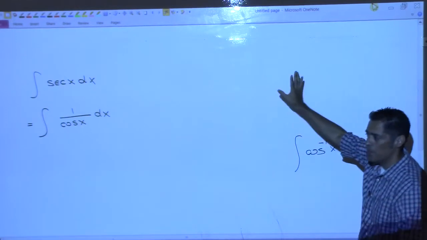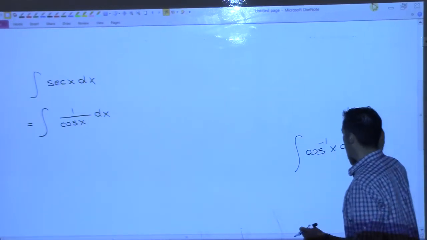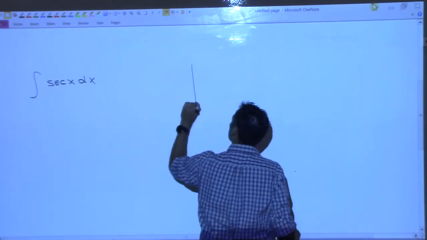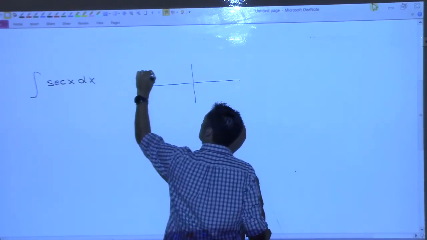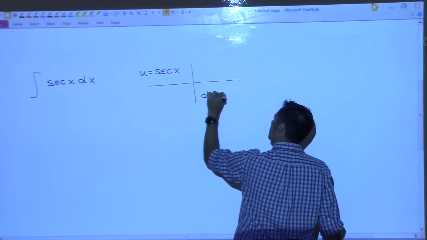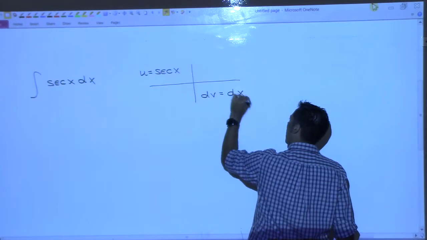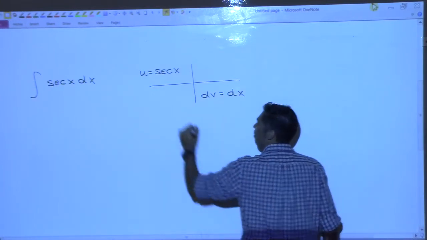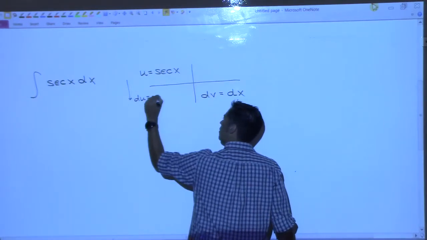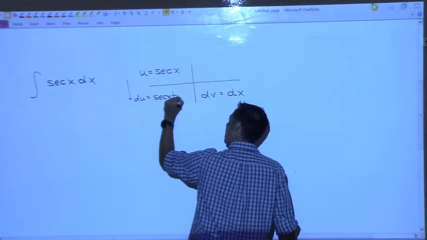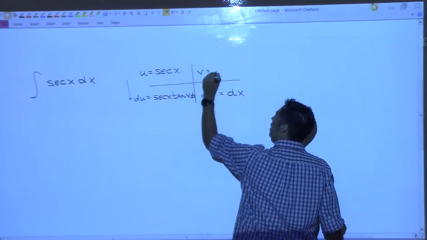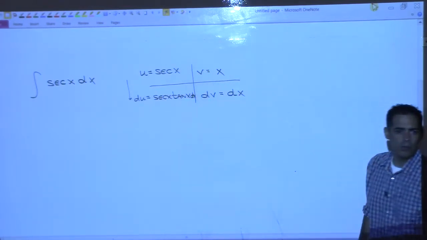Okay, basic u sub is off, right? We can't do that. No basic u sub. So let's go from here. Let's do integration by parts. U is equal to, well, we only have one choice, secant x, right? And then dv has to be dx, okay? So then what would du be? Derivative of secant x is secant x tangent x dx. And then what would v be? X.